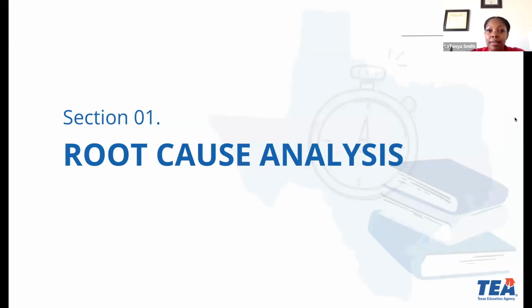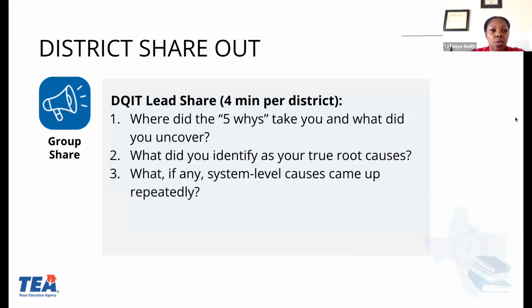So section one, root cause analysis. We are going to take a few minutes, and we would love to hear both of your districts talk about these three questions. The first question is, where did the 5 whys take you, and what did you uncover? The second question is, what did you identify as your true root cause or causes? And then what, if any, system level causes came up repeatedly? So we have 3 questions. We would love to hear from both districts answering these questions. So whoever wants to jump in first, please do.